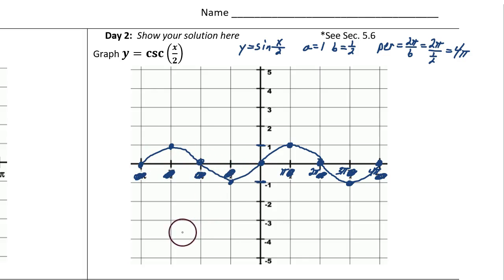Now we are not done yet. We just graphed y equals sine of x over 2. But this question is really about doing y equals the cosecant of x over 2. Cosecant is the reciprocal of sine. So what we're going to do to get this answer is to identify some vertical asymptotes. They will occur at all of the x-intercepts of our sine graph. And so we're going to draw dashed lines through those x-intercepts.